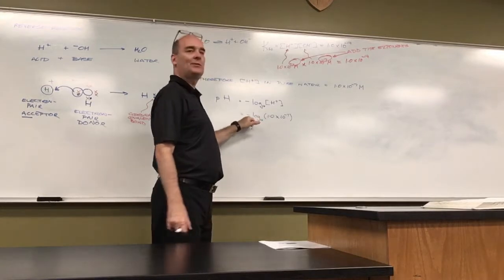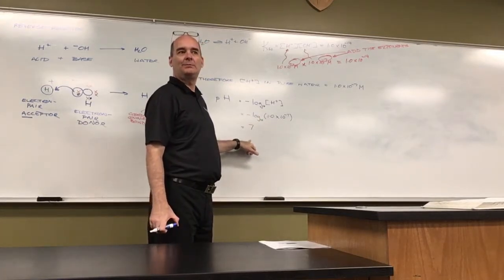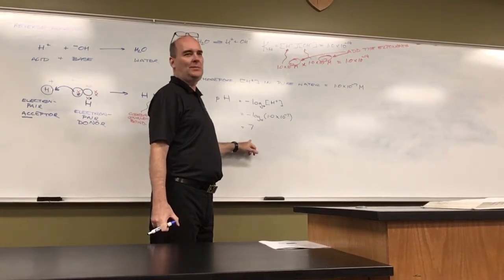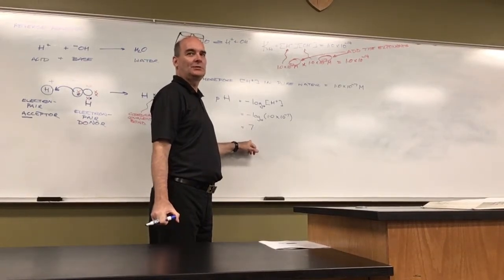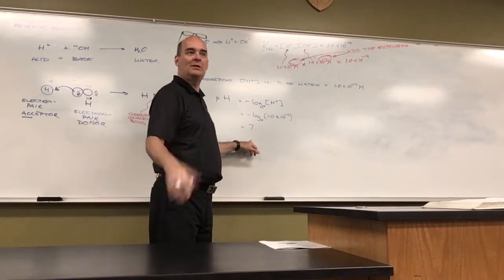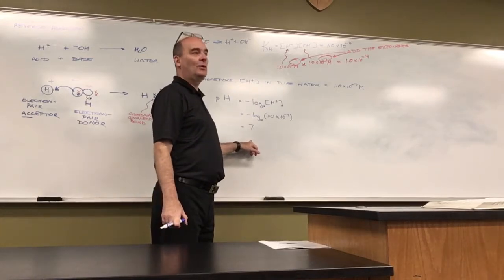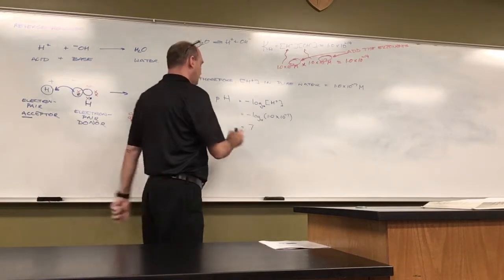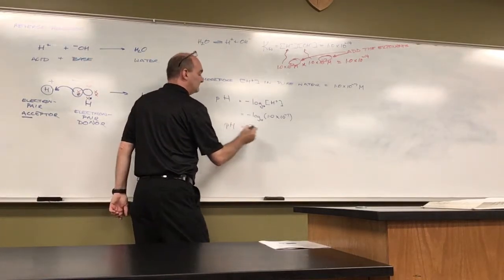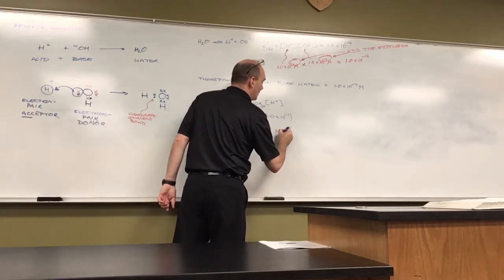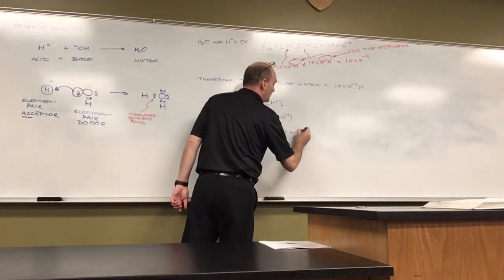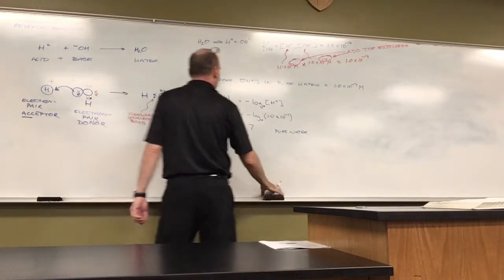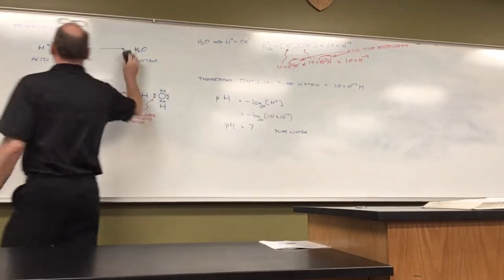And then the negative in front of the log makes this a positive number, because we don't like negative numbers either. There are people out in the world, regular folk, that do not want to hear about negative numbers. So the pH of pure water is 7. We're going to have a sliding scale.